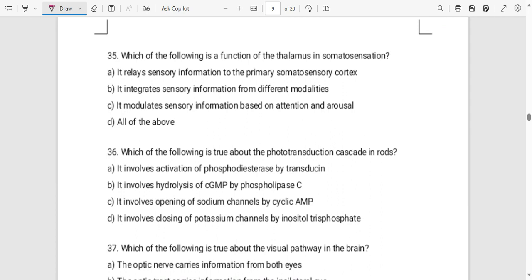Which of the following is a function of the thalamus in somatosensation? It relays sensory information to the primary somatosensory cortex. It integrates sensory information from different modalities. It modulates sensory information based on attention and arousal. All of the above.